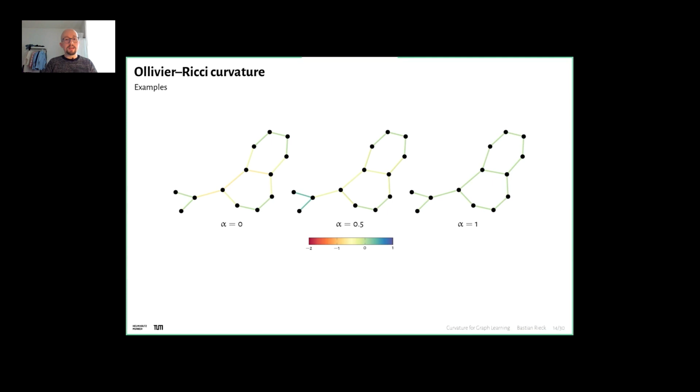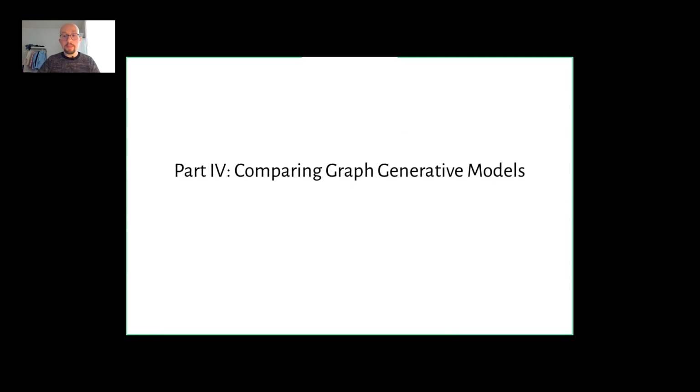Now with this, I'm at the end of the introductory part, and I would like to talk about two applications of these curvature notions. One is a little bit more theoretical than the other. We'll first start with the more applied one. Are there any questions or discussion items at this point?